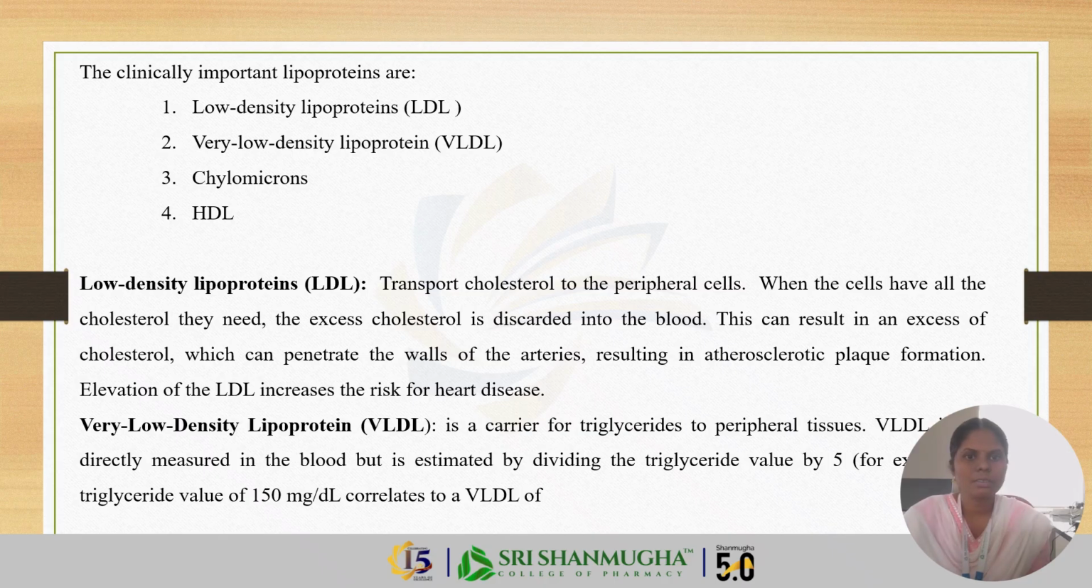Next we move on to the next type, very low density lipoprotein, VLDL. It primarily acts as a carrier of triglycerides from the liver to the peripheral tissues. Unlike low density lipoprotein, very low density lipoprotein is not directly measured in the blood. It is usually estimated by dividing the triglycerides by 5. For example, a triglyceride level of 150 mg per deciliter corresponds to a very low density lipoprotein level of approximately 30 mg per deciliter.